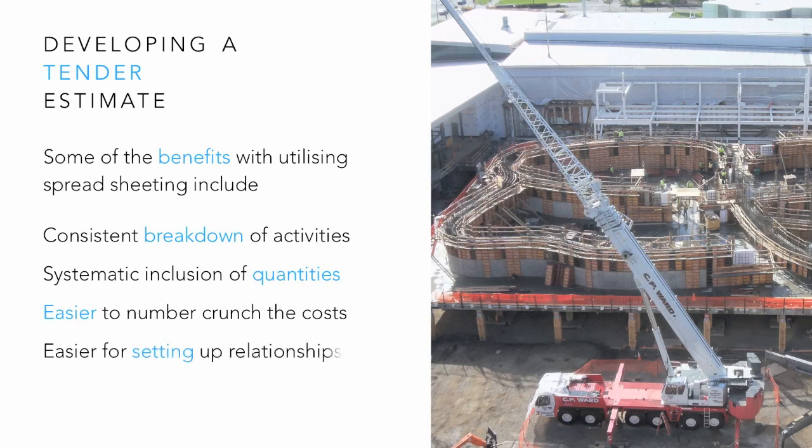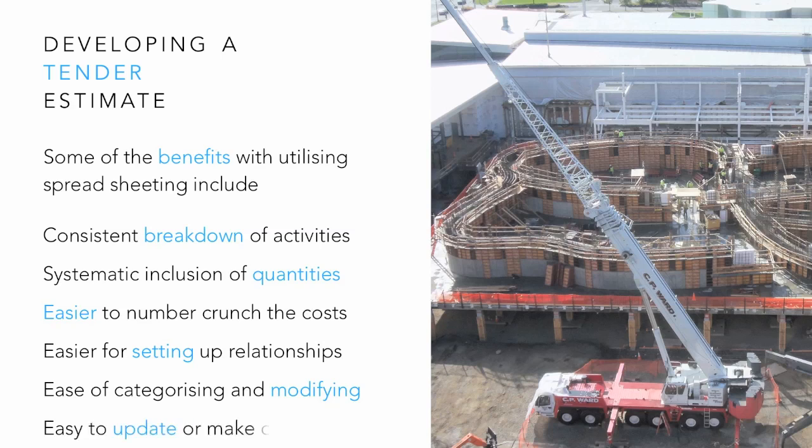It is easier for setting up relationships and formulas, i.e. a percentage profit only being applied across some items. There is ease of categorizing and modifying items, such as labour rates of certain trades across different activities. It is easier to update or make changes.